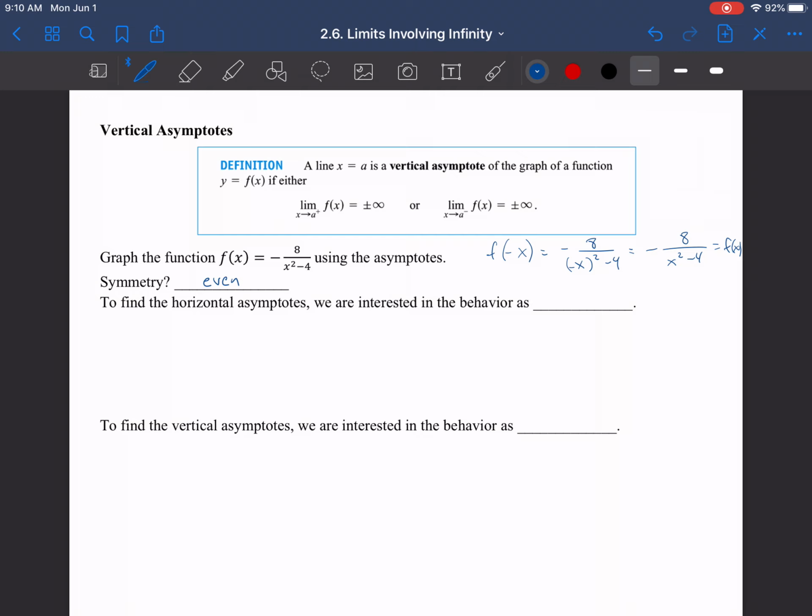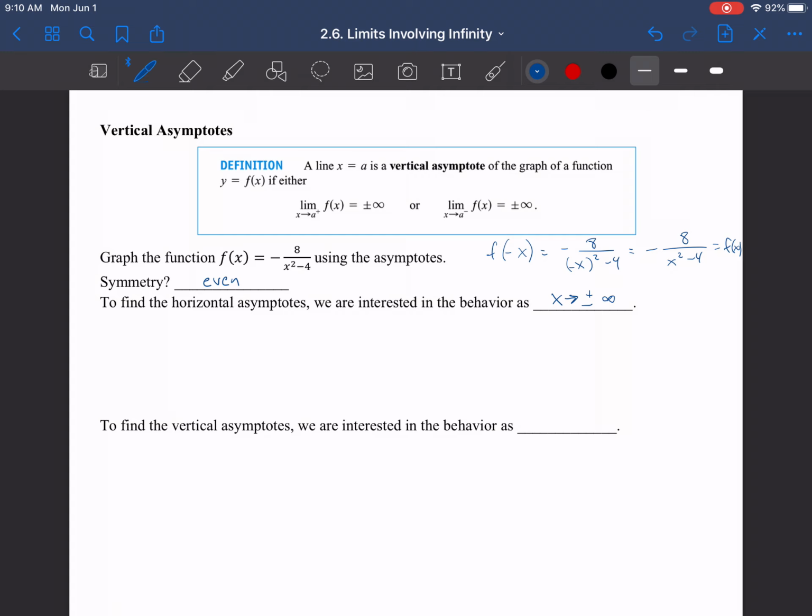So we have even symmetry here. And remember, if it's an even function, it means it mirror images across the y-axis. So to find the horizontal asymptotes, we are interested in the behavior as x goes to plus or minus infinity, right? And as x goes to plus or minus infinity, you can look here and see what happens.